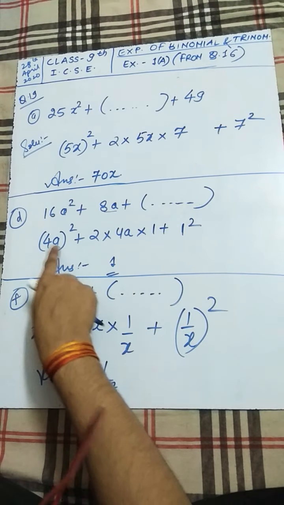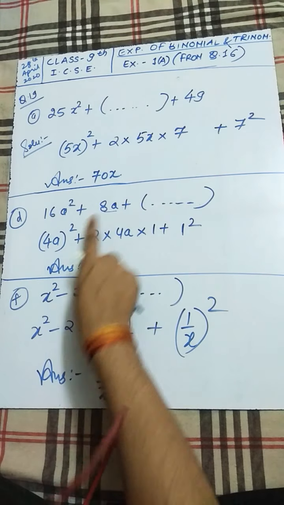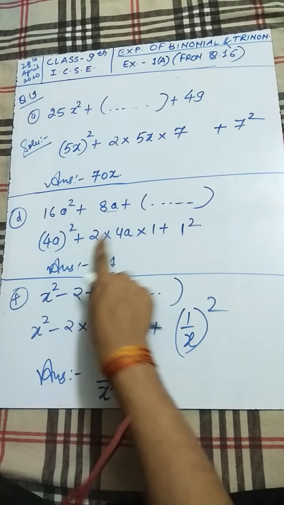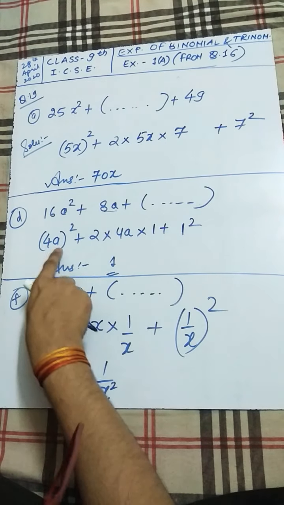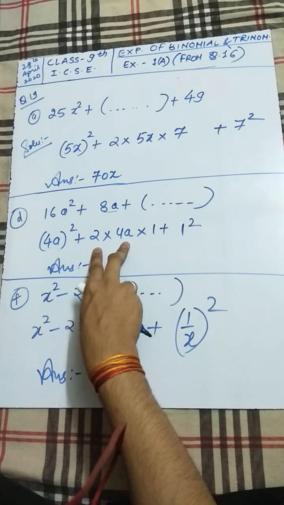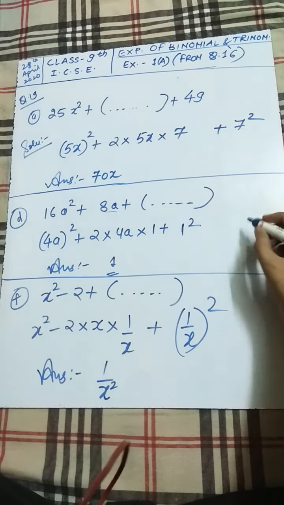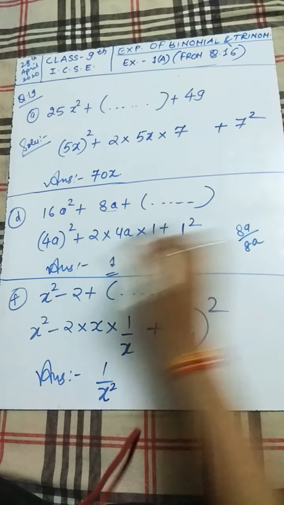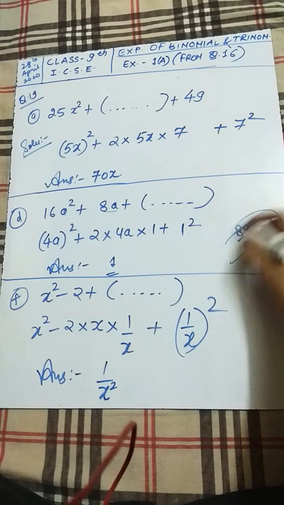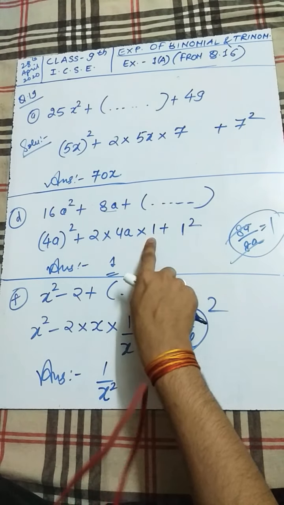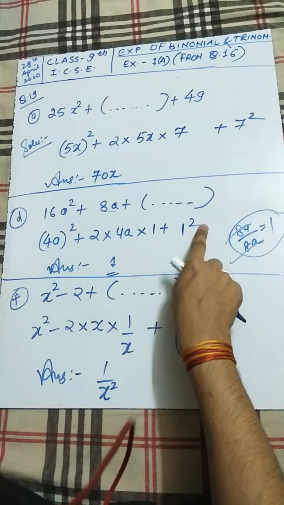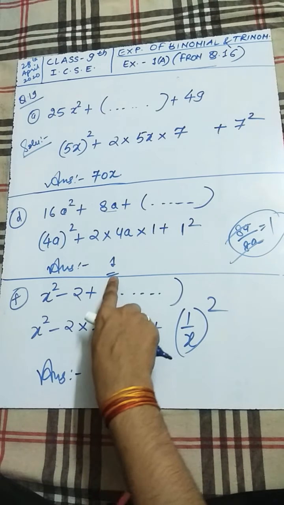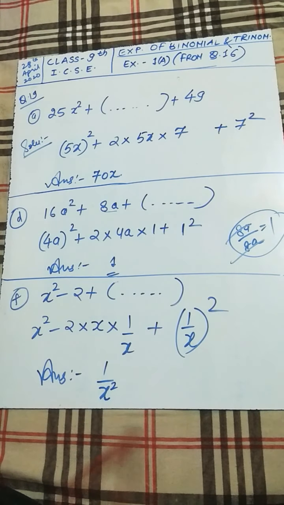16a square can be written as (4a) square plus 8a. First of all, the identity: into a we already got, that is 4a. 4 twos are 8, 8a upon 8a. I told you how you can find b: this 8a divided by 8a is 1, that means 1 is required. So into 1 plus 1 square to make it a perfect square. So we need 1. So here the missing term will be 1 square or 1.